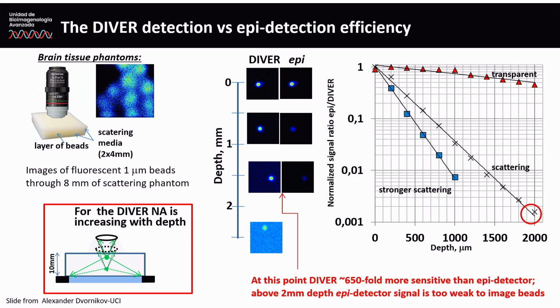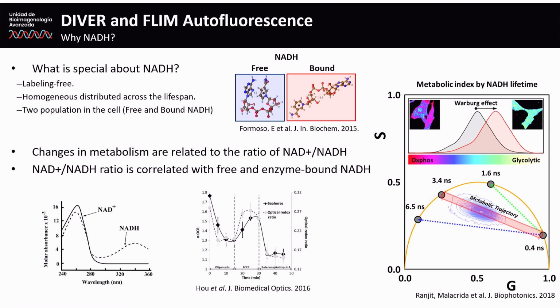The deeper you go, the more the virtual numerical aperture increases, because you are collecting photons that are emitted closer and closer to the detector. So virtually, you have different excitation and emission numerical apertures. And this is the reason why we can go deeper and deeper.